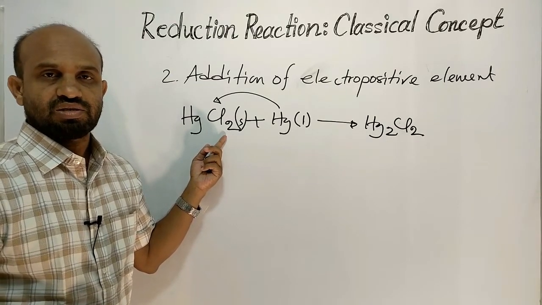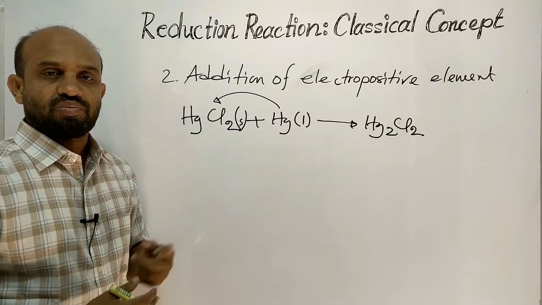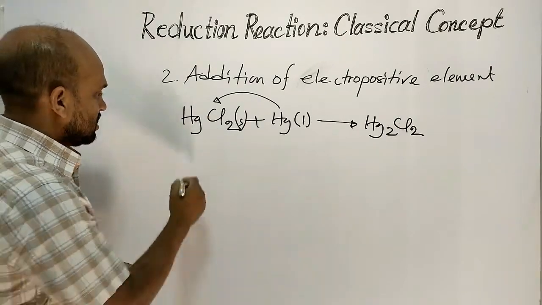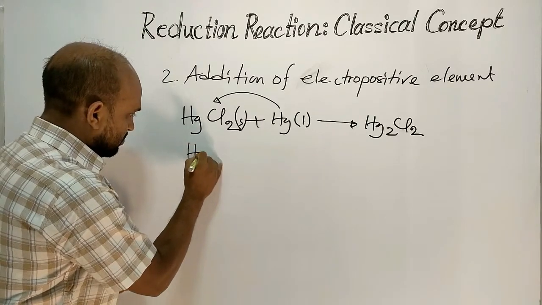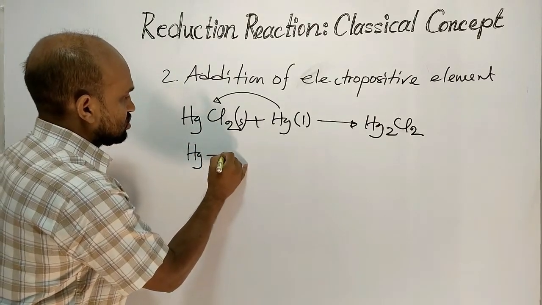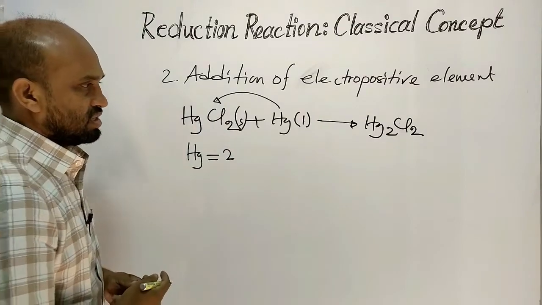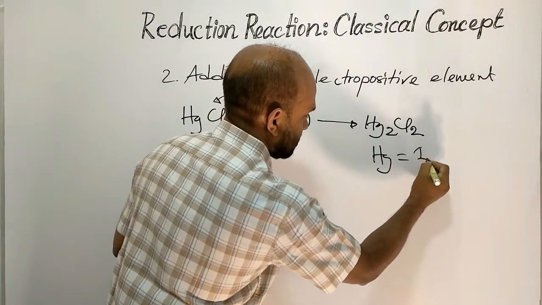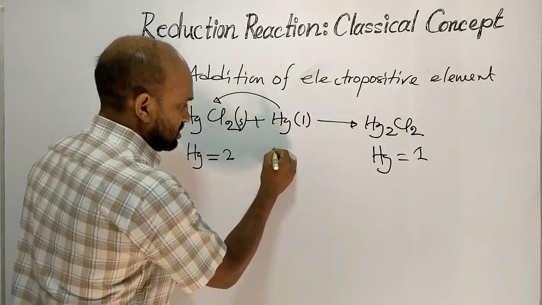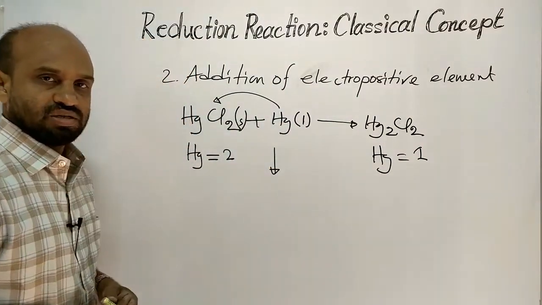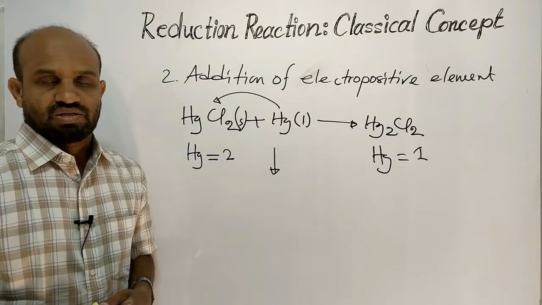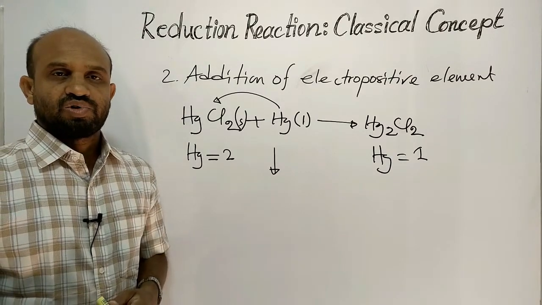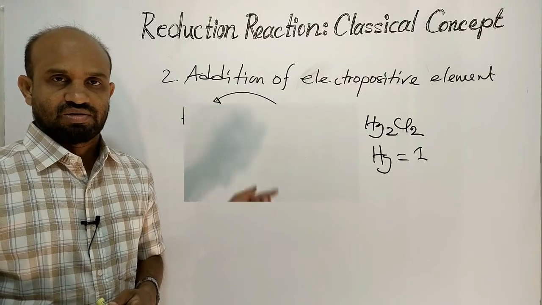Reduction means decrease. That means valency of element decreases in this process. Here valency of mercury is 2, and in this compound valency of mercury is 1. So valency is decreased in this reaction. So it's a kind of reduction reaction.